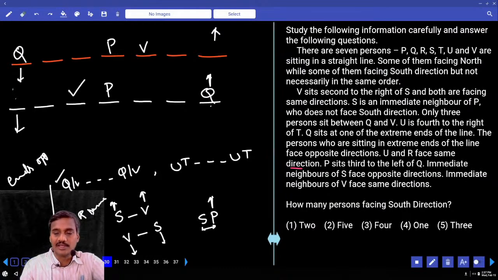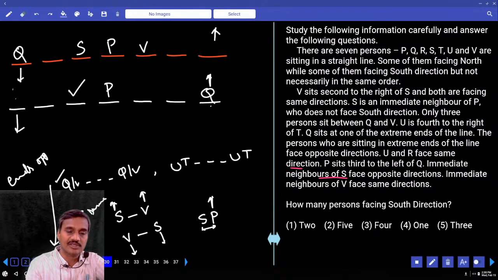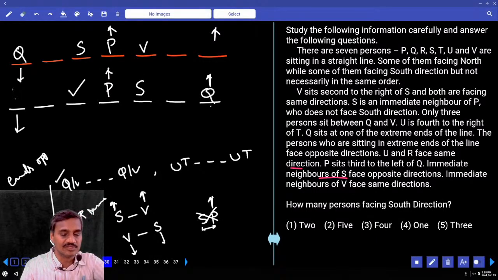Then, the immediate neighbors of S face opposite. Immediate neighbors P and S are adjacent to each other. Here also P and S are adjacent to each other, and P is facing towards north. We are done with this information.